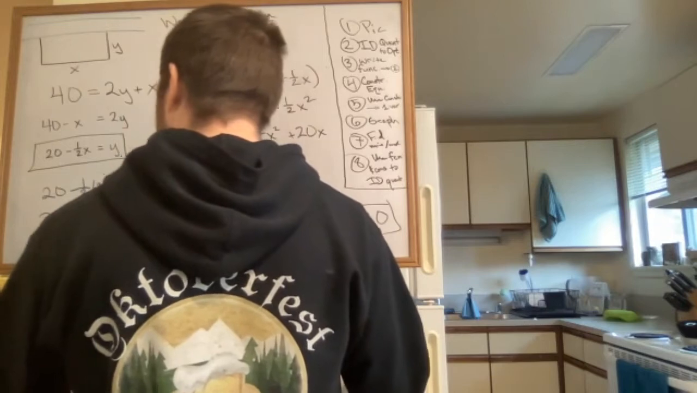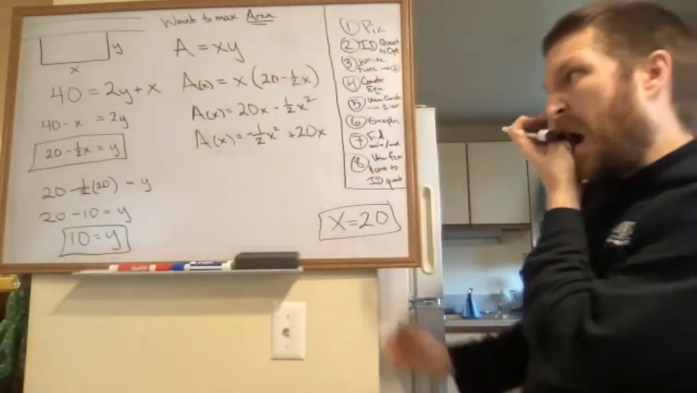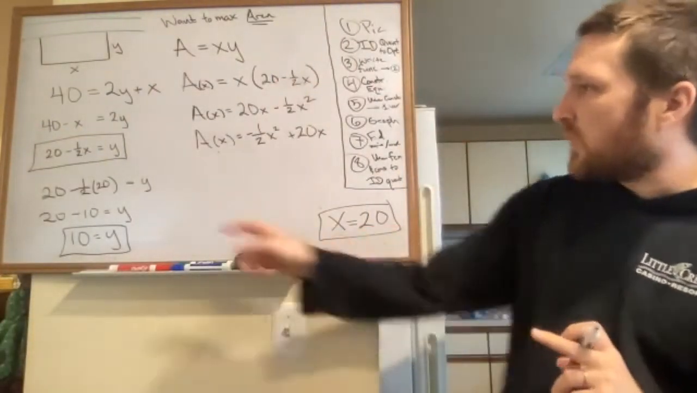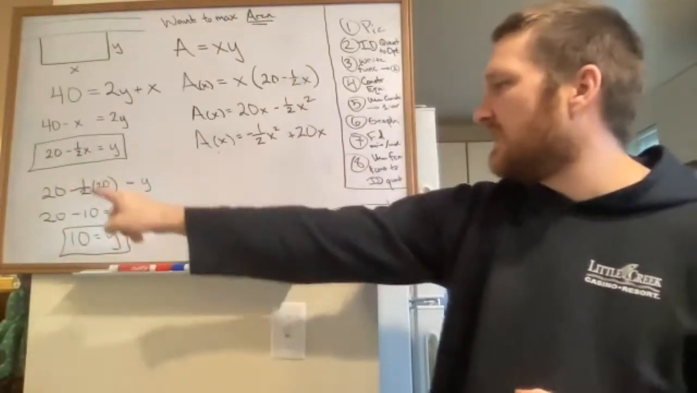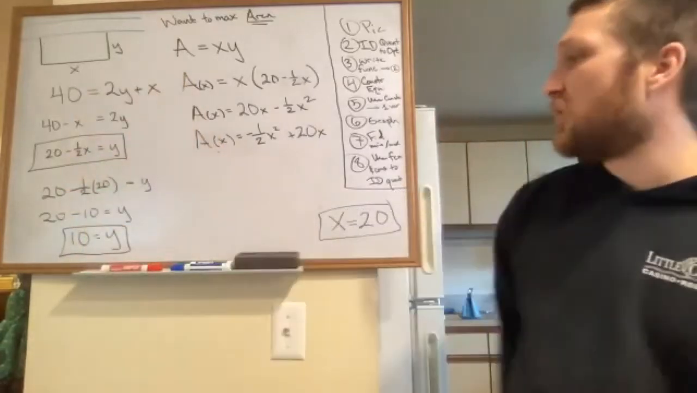I get Y equals 10. I took my X equals 20, plugged it in. 1/2 of 20 is 10. 20 minus 10 is 10. And so Y equals 10.